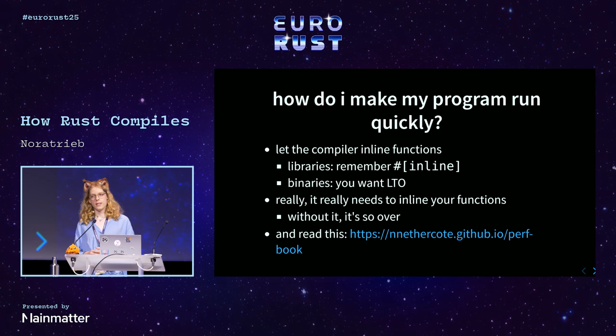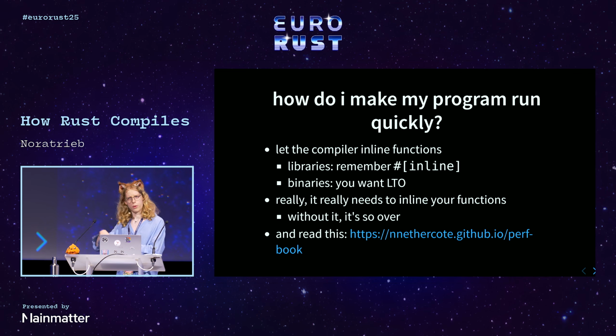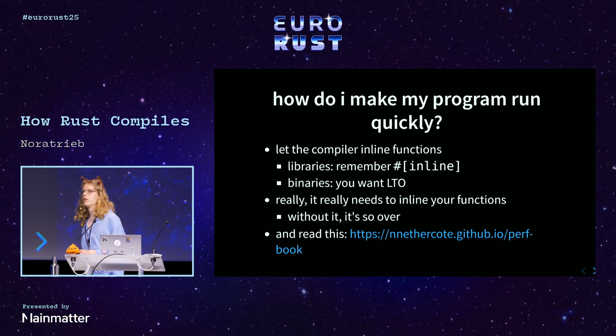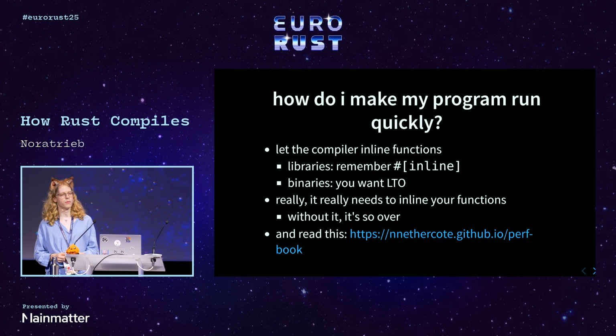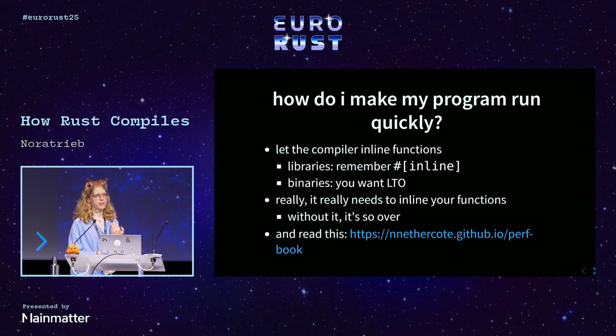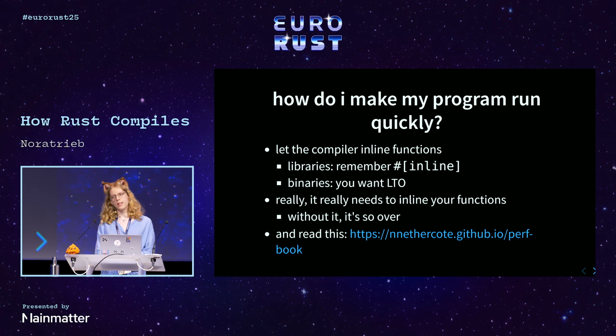For libraries, this means add inline attributes to your functions that are commonly called and where the benchmarks show it's a good idea, so that even your users not using LTO can profit from the inlining. For binaries, if you want to go fast, use LTO. Try fat LTO, try thin LTO, see which one is faster, and whether you can deal with the compile times.